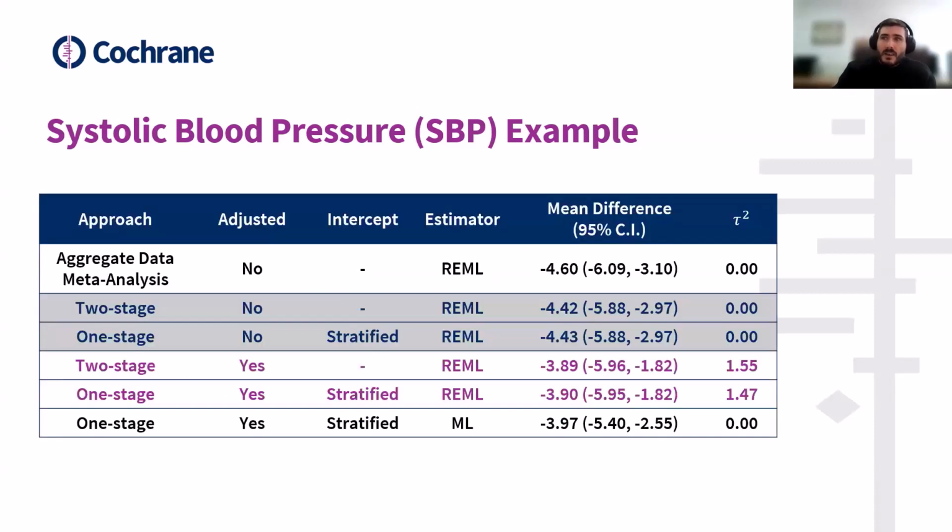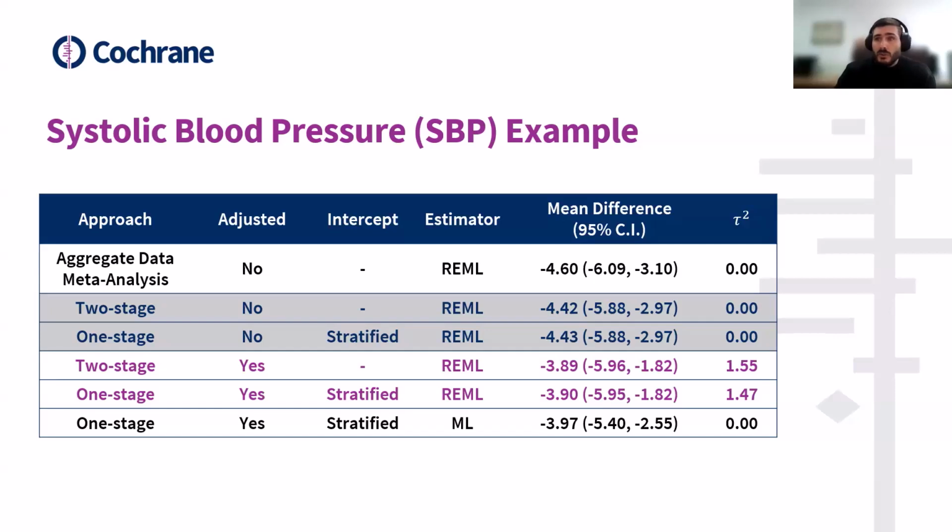What we have done is that we have applied the random effect approach under different settings, and we compare the results from the one-stage with those from the two-stage approach. What we can see from this table is that in all analyses, the confidence intervals of the IPD meta-analysis are smaller than those of the aggregate data meta-analysis. So by using the IPD, we gain precision.